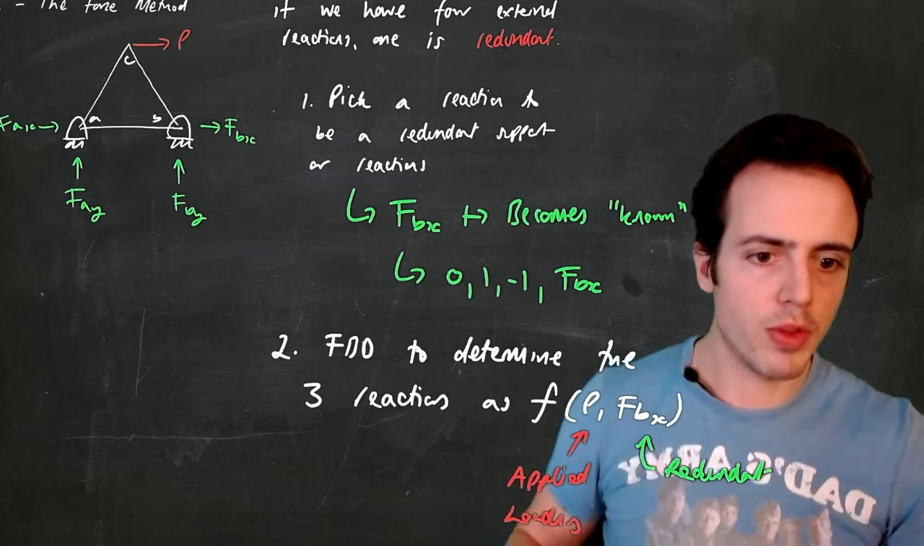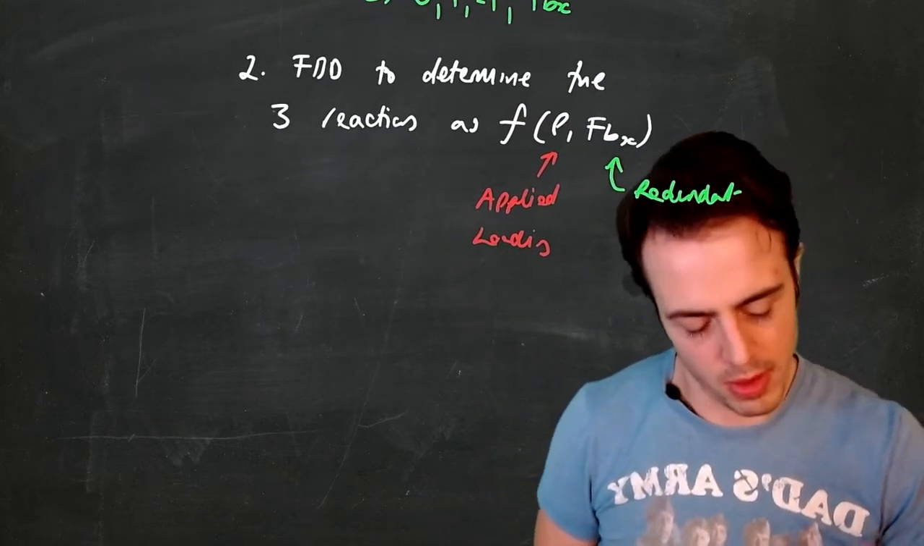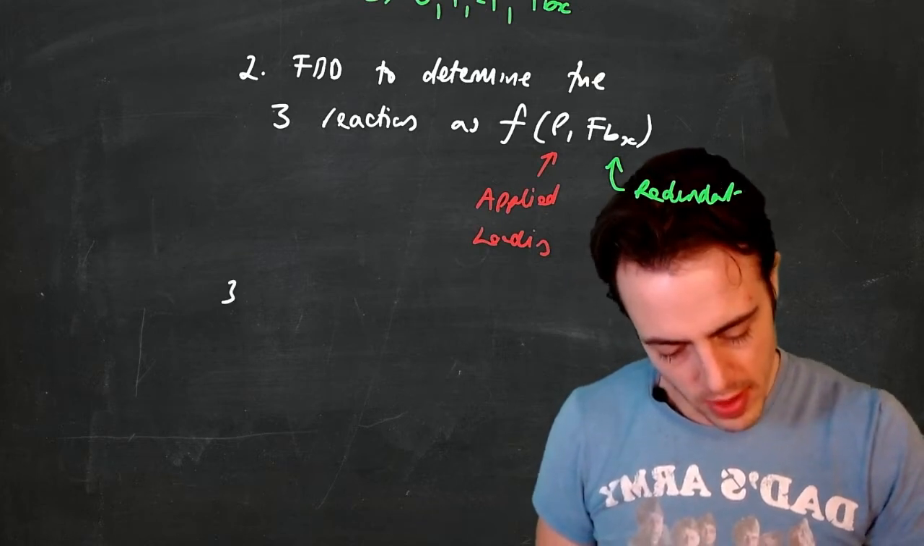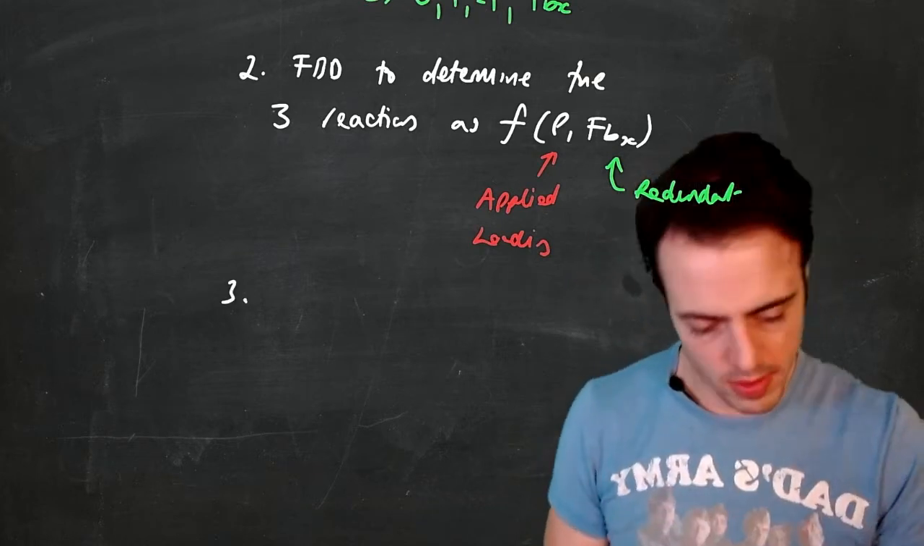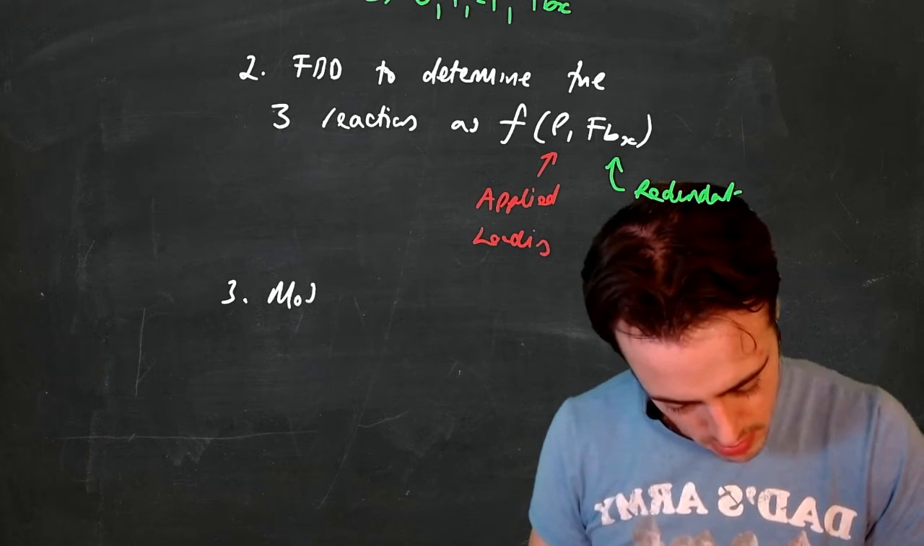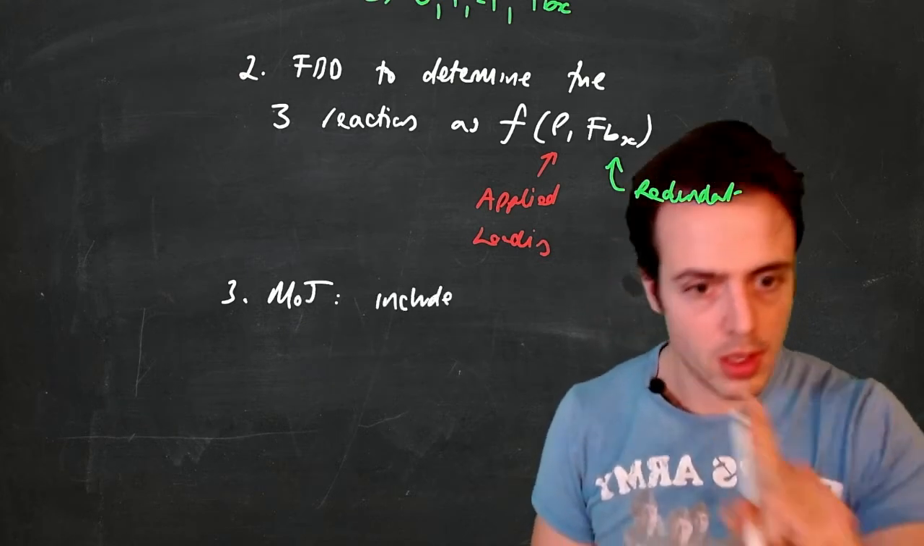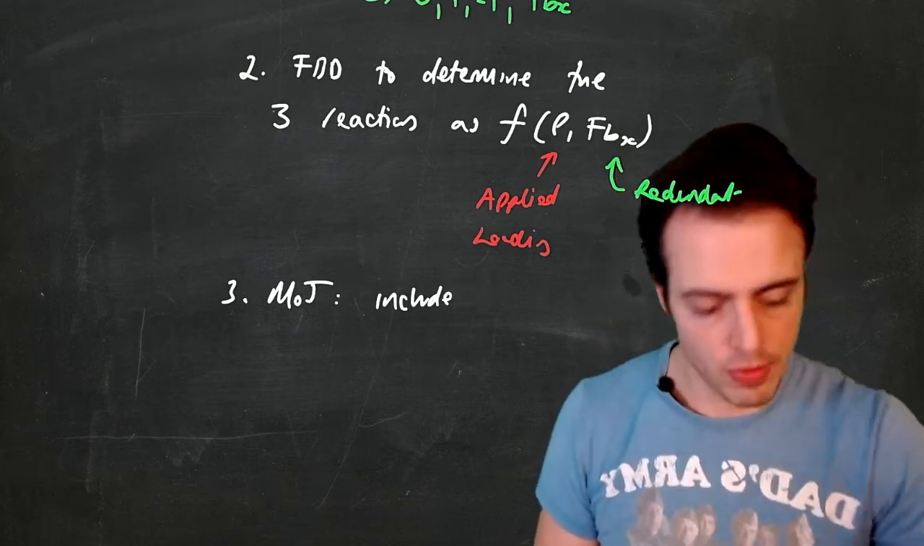And I'll go through and I will do all these steps, and I'm just going to talk you through the steps that we're applying. Once we've got all of those, we then do the same thing. We do the method of joints. And we've got to include FBX, or the redundant reaction.